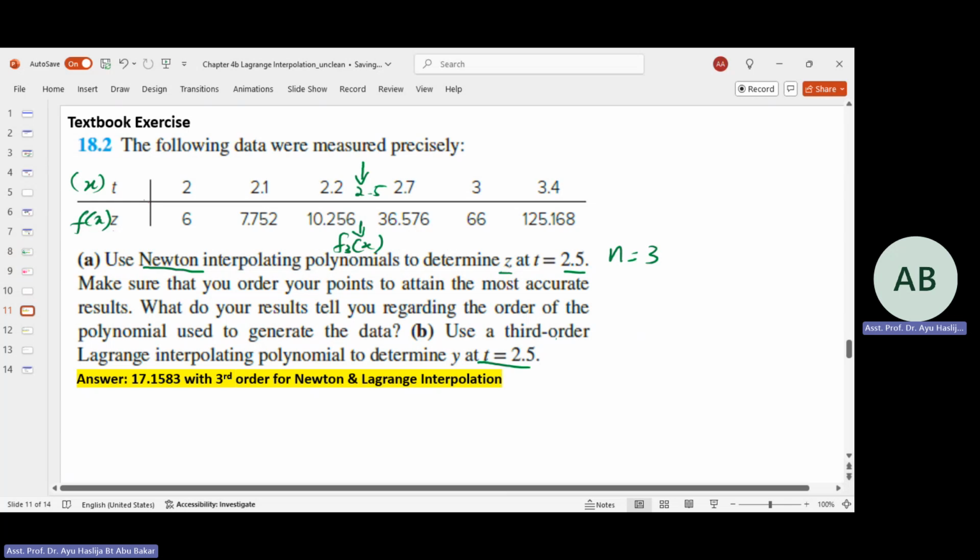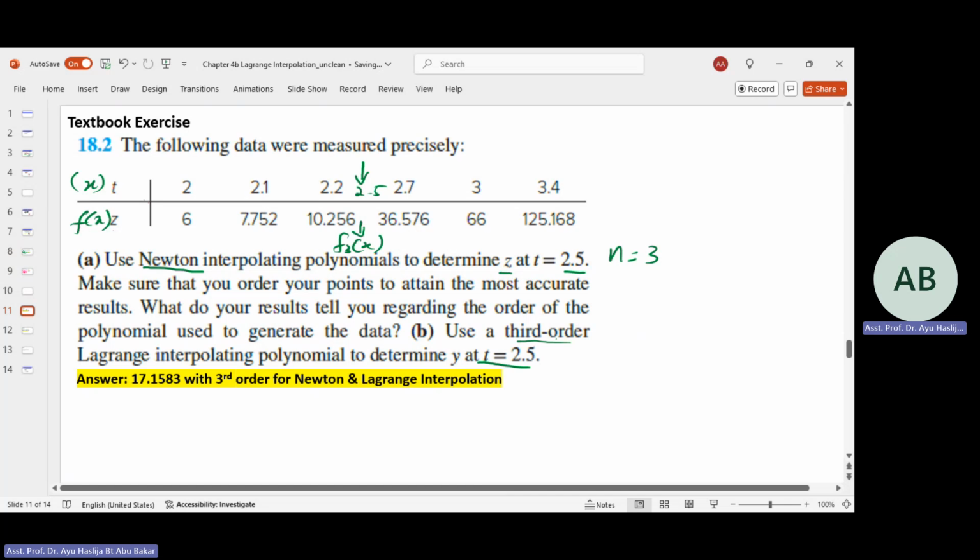A Newton, B Lagrange. Try to do. For A, it doesn't mention the order of the polynomial to use. Since it doesn't mention, I fixed n equals 3, same as the B. Usually, the question will mention.